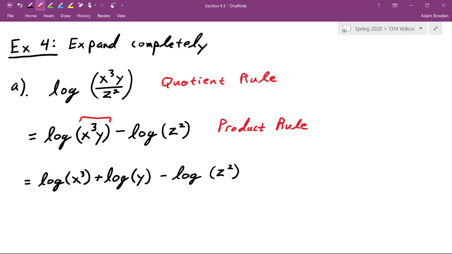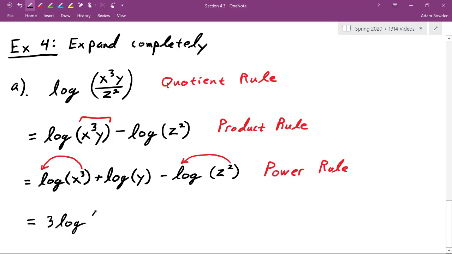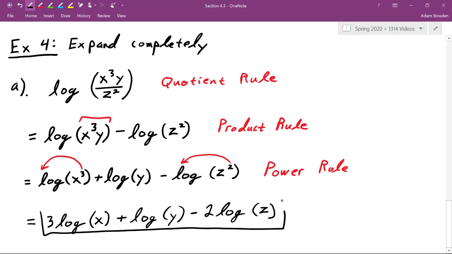There's one last thing we can do, and that's apply the power rule. What it tells us we can do is take our exponents and move them to the front of each of the logarithms. This is usually one of our last steps here. So we can expand this into 3 log x plus log y minus 2 log z. And that would be the fully expanded logarithm.